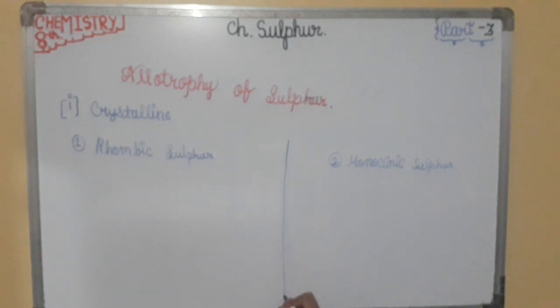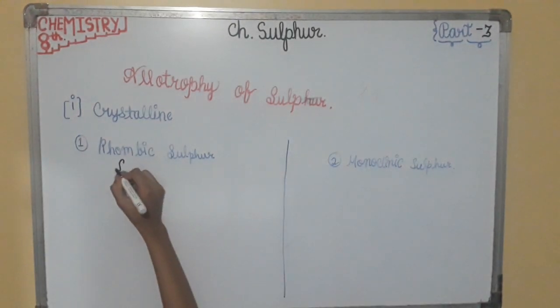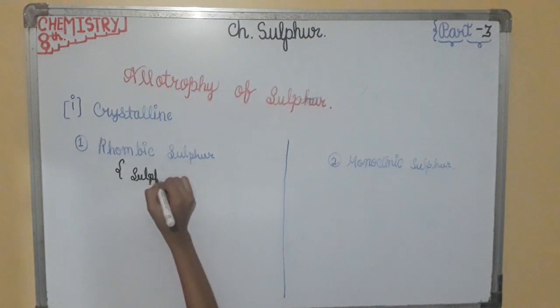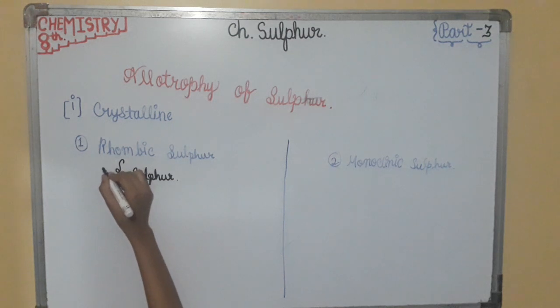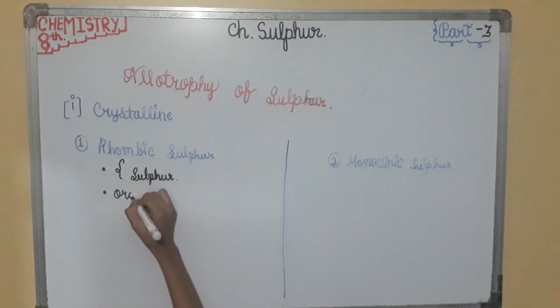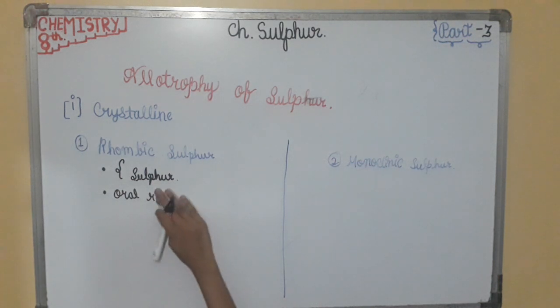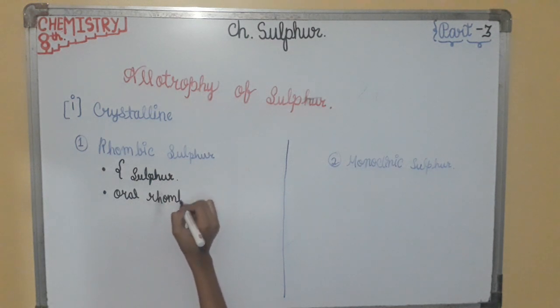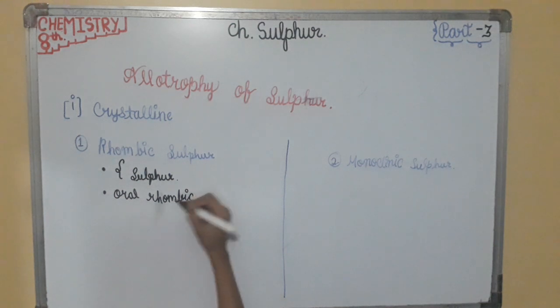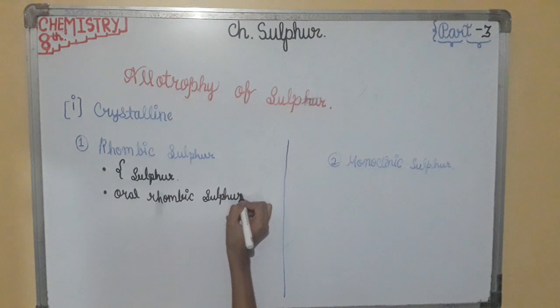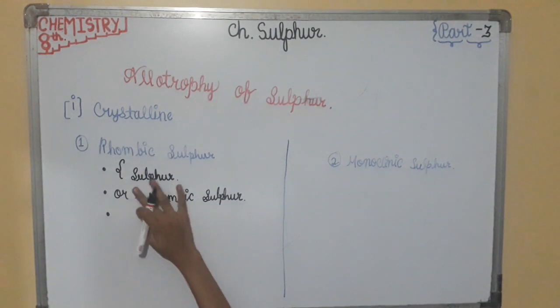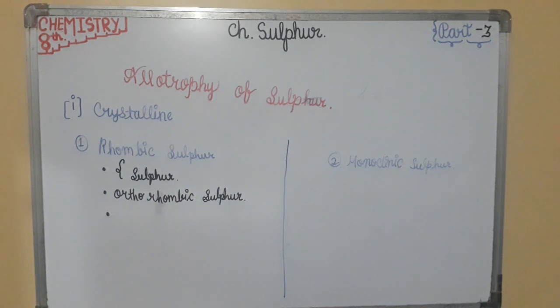First we will learn about rhombic sulfur. Rhombic sulfur is a yellow crystalline material, also called alpha sulfur, or orthorhombic sulfur.